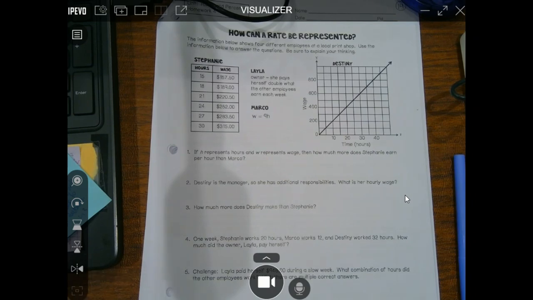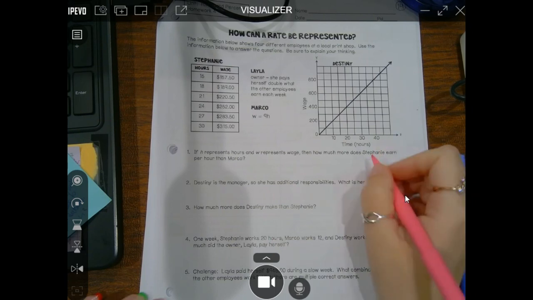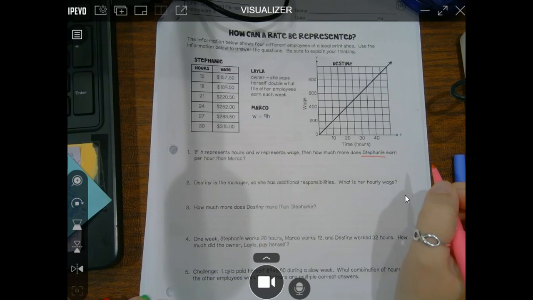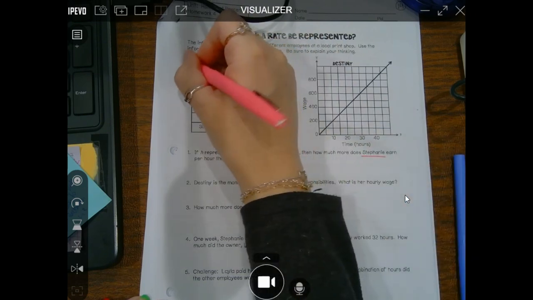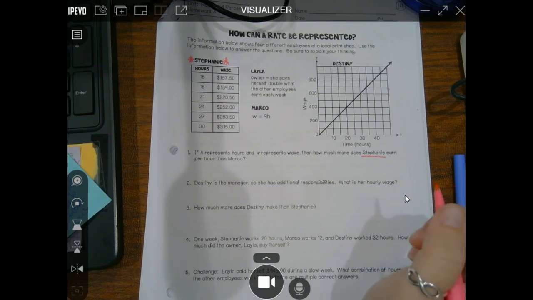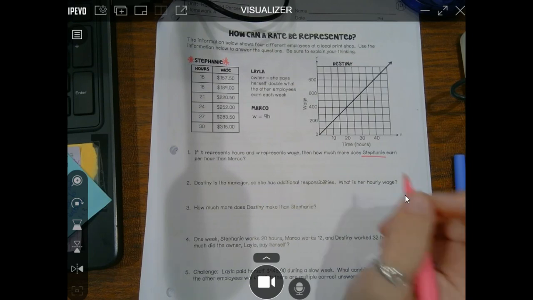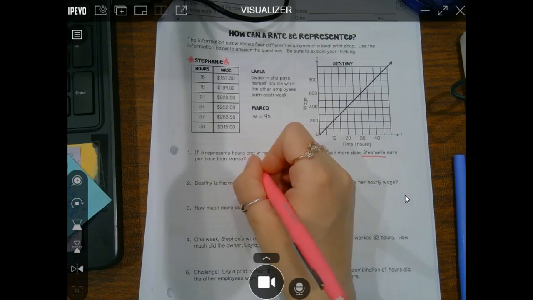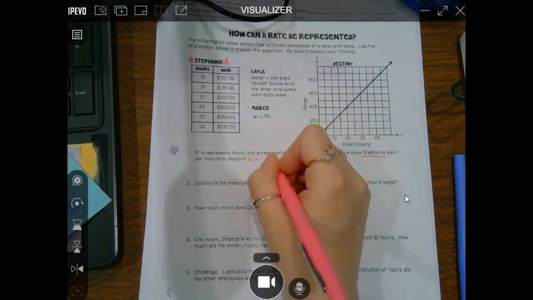So number one says, if H represents hours and W represents wage, then how much more does Stephanie earn per hour than Marco? So let's look at Stephanie up here. Okay, and they want us to use W and H. So W equals what times H?